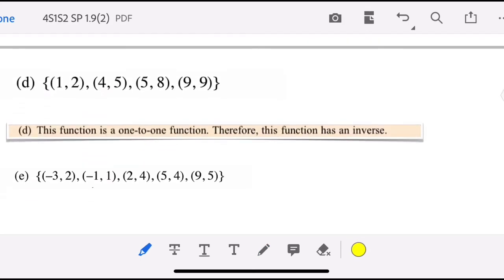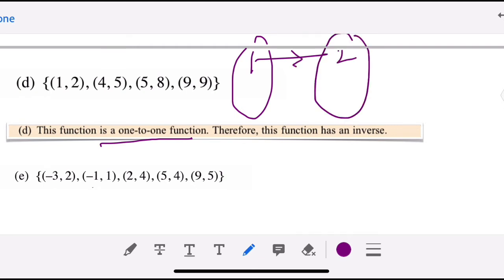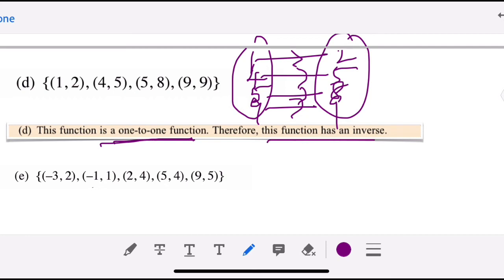So for a function like this, if you draw the arrow diagram, the 1 will map to 2, and then the 4 will map to 5, and 5 will map to 8, and 9 will map to 9. So this is a one-to-one function. Therefore, the function has an inverse function. Okay, it has inverse function.